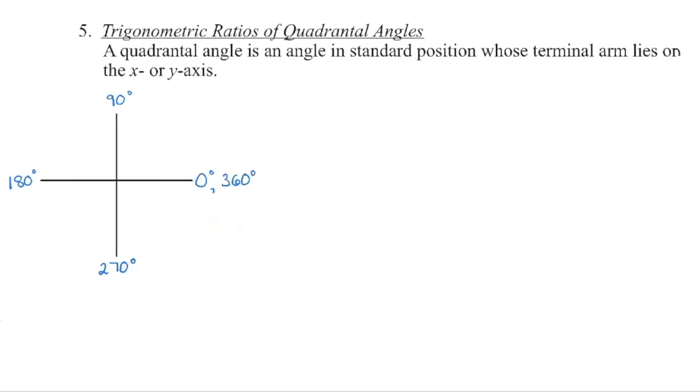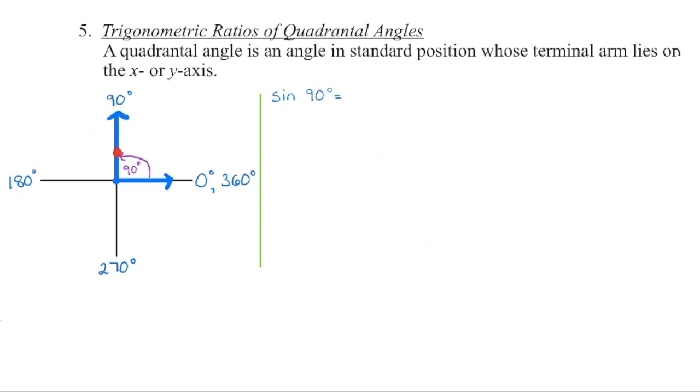And the last thing we're going to do in this lesson is take a look at a quadrantal angle, which is just an angle whose terminal arm lies on either the x-axis or the y-axis. So 0 degrees, 90 degrees, 180 degrees, 270 degrees, 360 degrees, and so on. Let's say, for example, that we want to calculate the trigonometric ratios for 90 degrees. So we know 90 degrees is going to rotate to there.